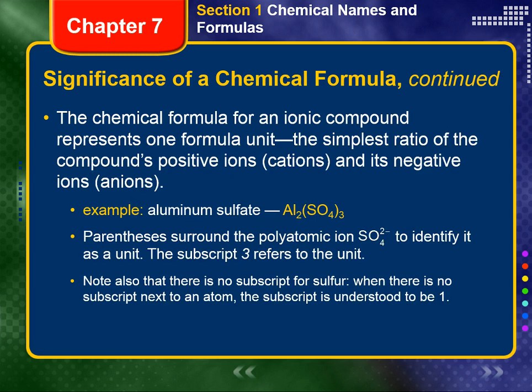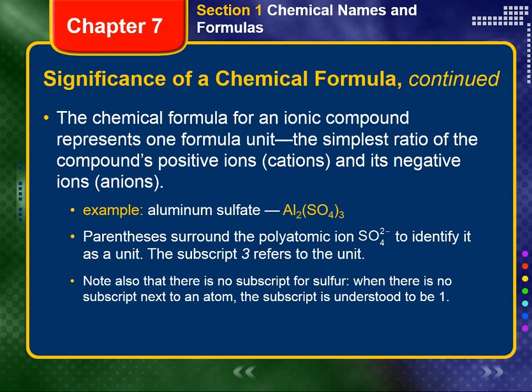Unlike a molecular compound, an ionic compound consists of a lattice of positive and negative ions held together by mutual attraction. The chemical formula for an ionic compound represents one formula unit, the simplest ratio of the compound's positive ions, cations, and its negative ions, anions.